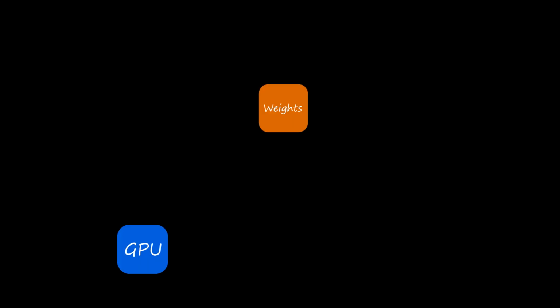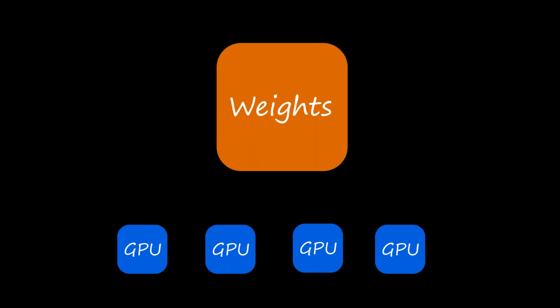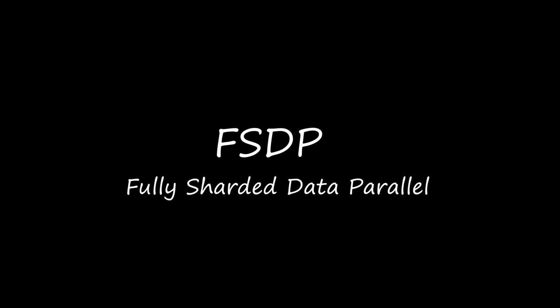But what if a model's parameters get too large to fit on a single GPU, like GPT-3 or Llama 70 billion? To train these kinds of models, we require sharding their parameters and storing them across multiple GPUs. That process is called FSDP, or fully sharded data parallel, and that's the story for the next video.